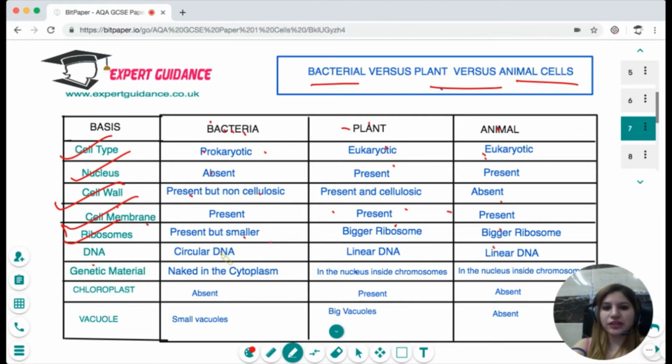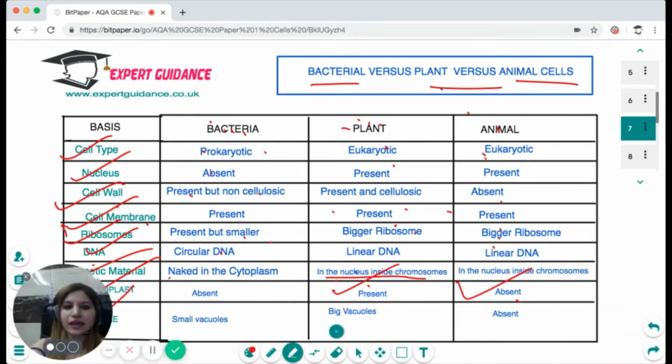In bacteria, ribosomes are smaller, but in plant and animal cell they're bigger. DNA is circular in bacteria but linear in plant and animal cell. The genetic material in bacteria is naked, found in the cytoplasm. In plant, it is in the nucleus inside the chromosome, and same in animals. The chloroplast is absent in the bacteria and animal cell but present in the plant cell, and the vacuoles are small in bacteria, absent in the animal cell but present in the plant cell. Okay, so I hope the similarities and differences between bacteria, plant, and animal cell are clear to you.